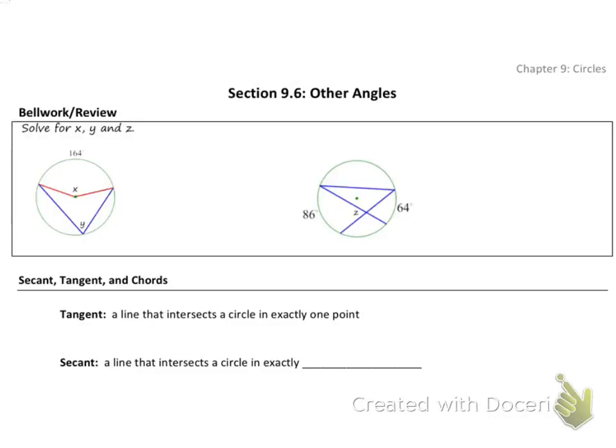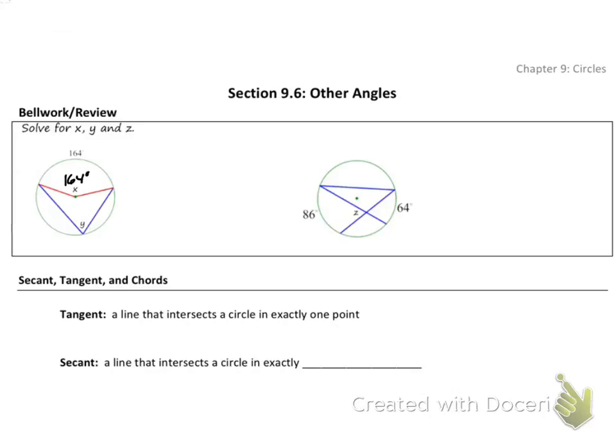Okay, so we're supposed to find x and y and z. x and y are in that first one. I'm going to start with x. X is a central angle. So what is x in relation to 164? Yeah, it's going to be the exact same thing. So x is going to be 164.